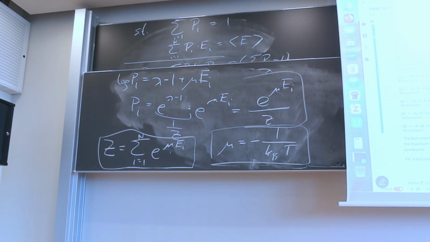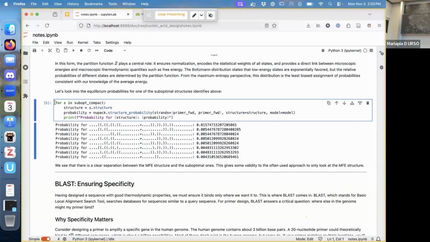starting point. And I made this calculation with Nowak for you, just based on this structure that we just saw. And Nowak, of course, can do this calculation for you. So here we look at the structure probability for each one of the structures that we saw right above in this subopt compact collection. And this is the MFE, and those are the rest. So the first one has like 1.6%, and the next one has then 0.5%. So there is a clear separation between these.